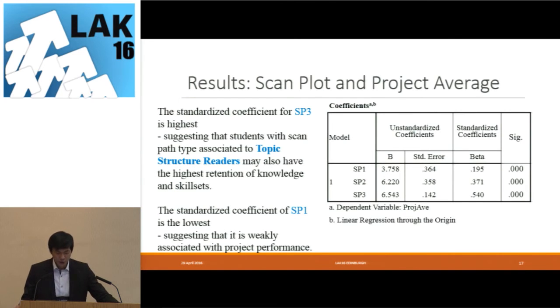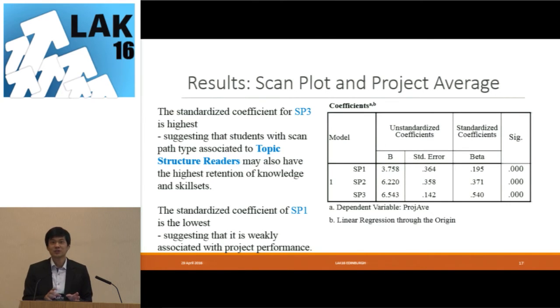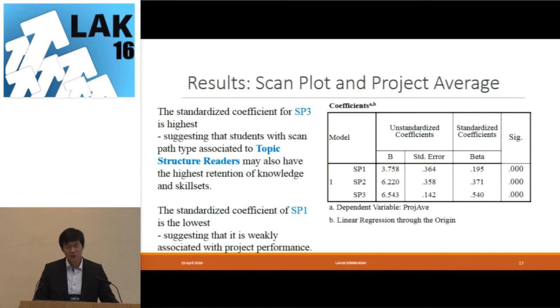Going forward, when we look into the scan plots and project average, we also see that there is a strong relationship between SP3 and project average. Now, what's SP3? SP3 are students who have lots of lookbacks. When they do development, they write one or two or three lines, and after they finish one section, they look back and see whether they have accomplished what is required for the task, or they might also check and confirm whether these are the things they should learn in terms of the learning outcome from the task given. So students that exhibit a lot of lookbacks happen to be the students that score very high in their project average.